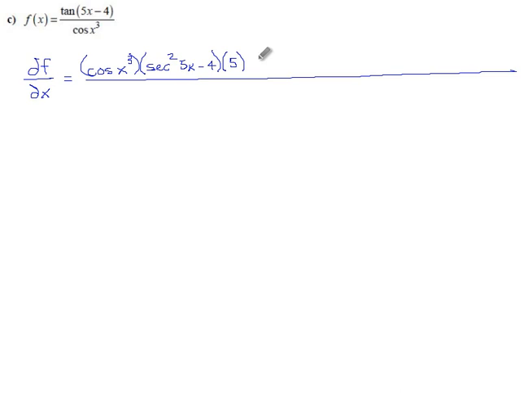Now, the quotient rule says you do minus second d first. So, I'm sorry, when I said first d second, I meant bottom d top. Then now we're doing top d bottom. I think that's the second time I've done that today. Top is tangent 5x minus 4.